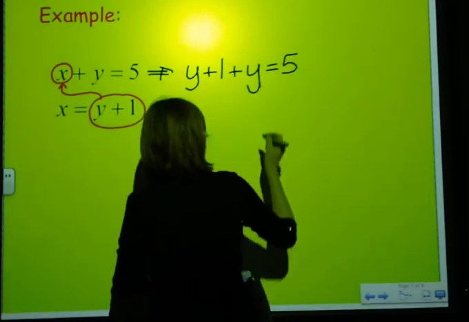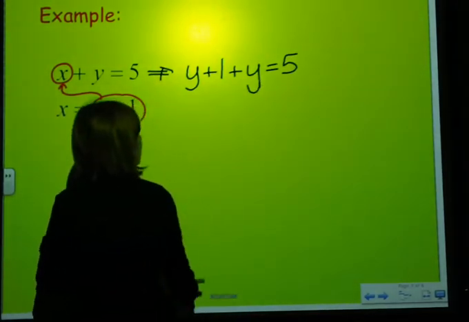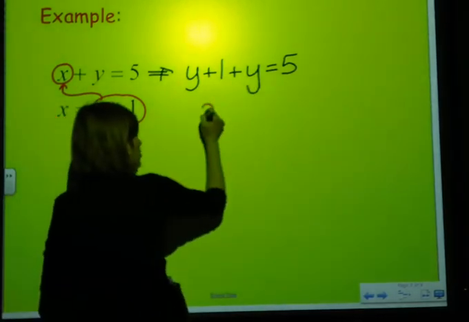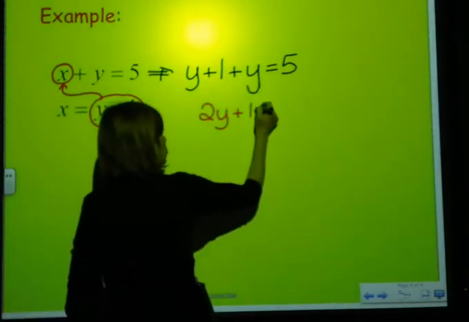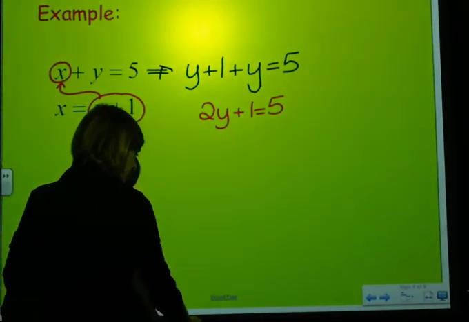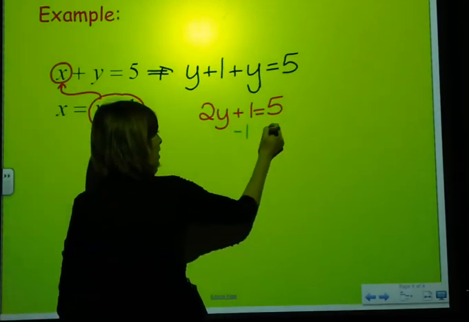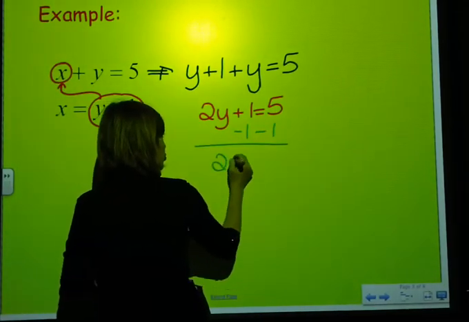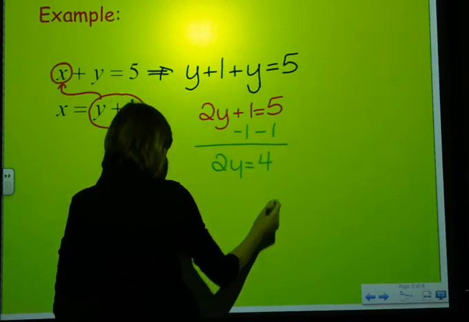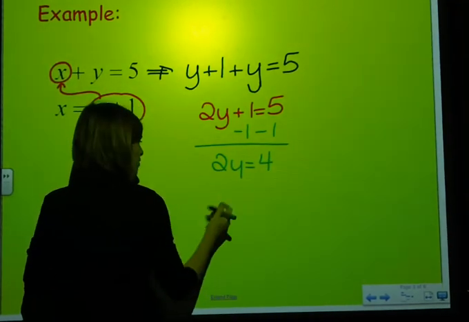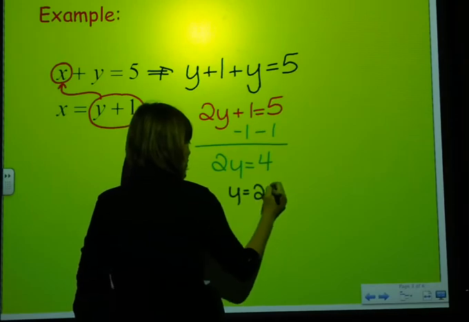Let me do that so we keep our y's the same. Then we combine our like terms, so we get 2y plus 1 equals 5. We are going to subtract 1 from both sides. We get 2y equals 4. And once again, when we divide by 2, we get y equals 2.